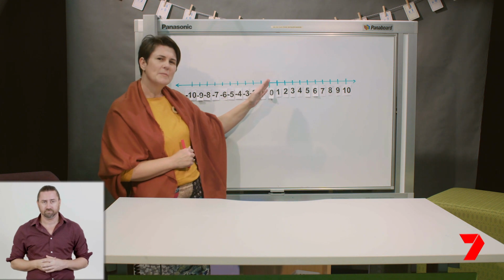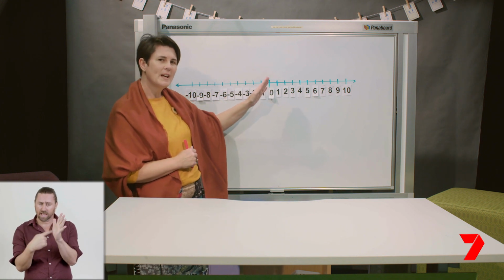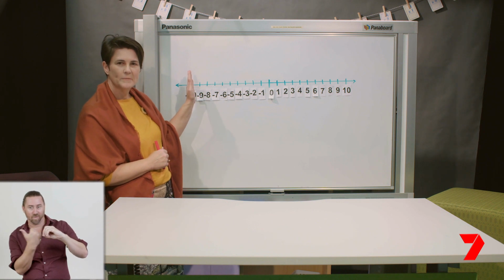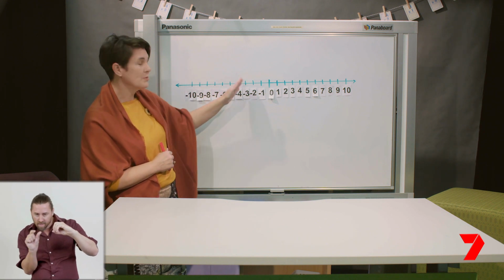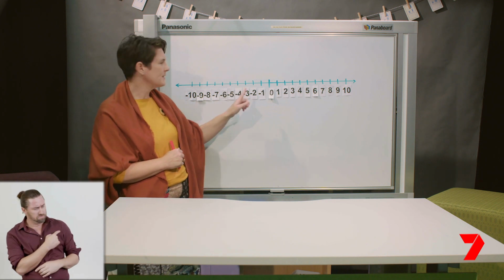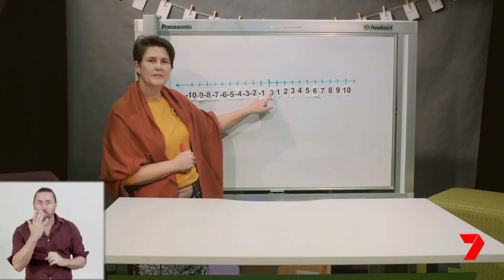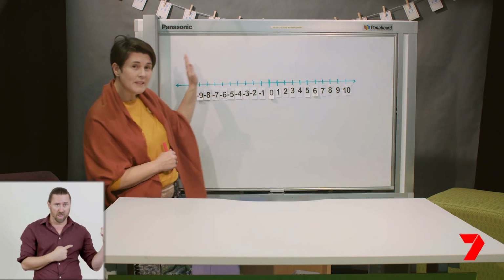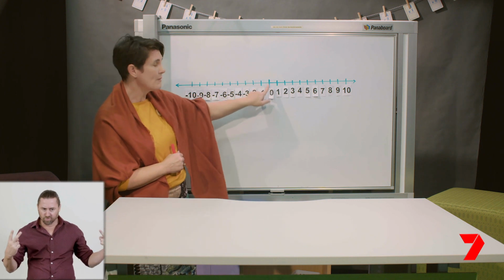Because the negative numbers are less than 0, they're placed on the left-hand side of 0, still keeping equal distances between the numbers. Notice that 0 acts as a mirror for these numbers. Can you see how the positive numbers and the negative numbers are reflected around 0?